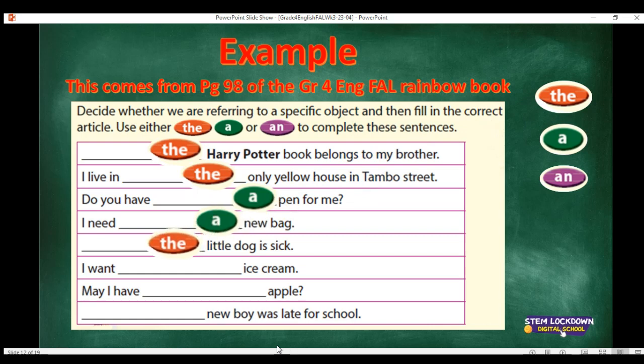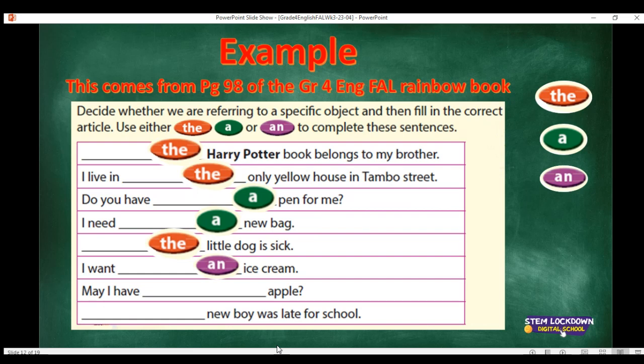Okay, we're almost done. I want ice cream. So is it I want an ice cream, I want a ice cream, or I want the ice cream? So remember the rule, if it starts with a vowel, we say I want an ice cream.